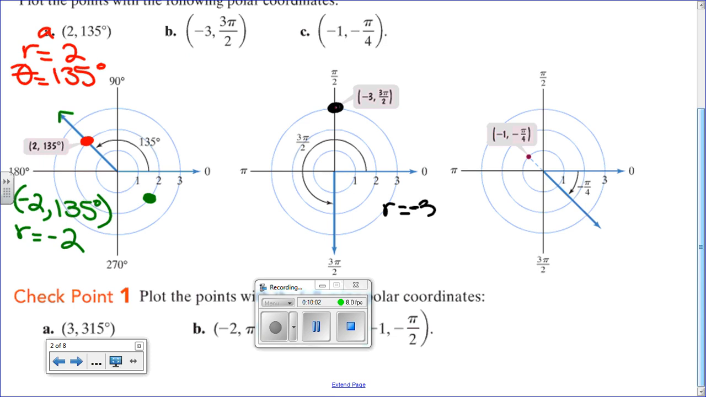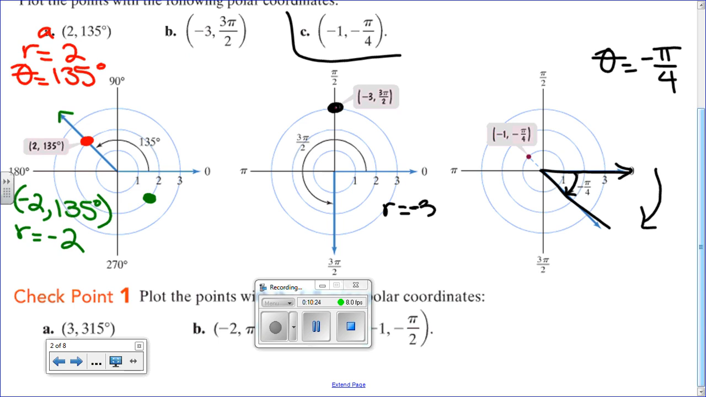Okay, let's look at the last one. Here we have a negative angle. We still start from the polar axis, or the positive x-axis. However, we go in the clockwise direction, so negative pi/4 will be there. This is the terminal side of the angle. For the radius, if it was 1, the point would have been here. However, it's -1, so it's going to be reflected here across the origin.